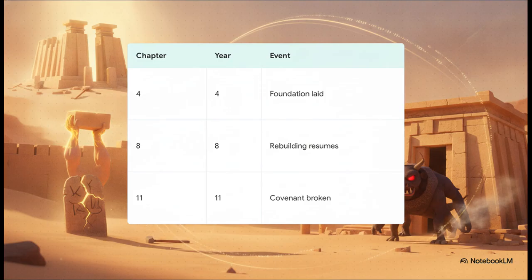In Zechariah chapter 4, which corresponds to prophetic year 4, the text talks about the foundation of the temple being laid by Zerubbabel. Skip ahead to chapter 8, which is year 8, and the text describes hands being made strong to resume rebuilding that temple.